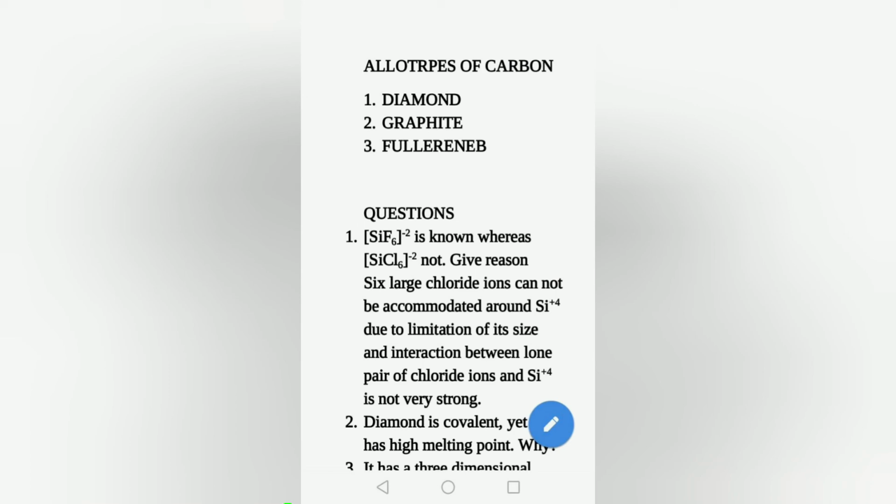So for the exam they will be asking why the covalent bonding is strong in the case of diamond and the high melting point of the diamond. So you have to study properly.